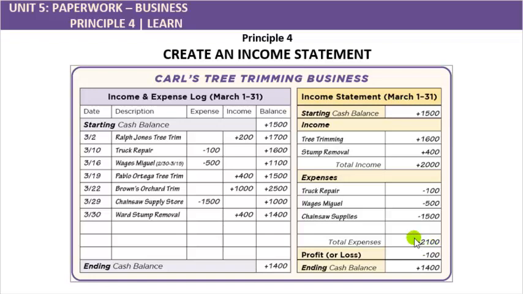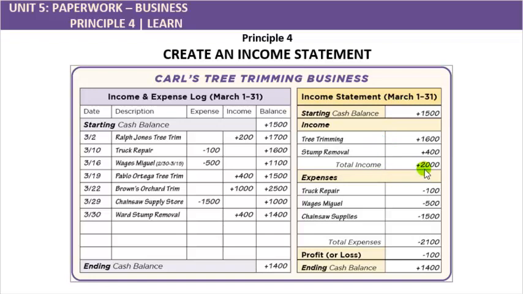Okay, so how much more did Carl spend than he earned? Expenses is what you spend, money you take from your business. Income is money you get, so it comes in to your business.